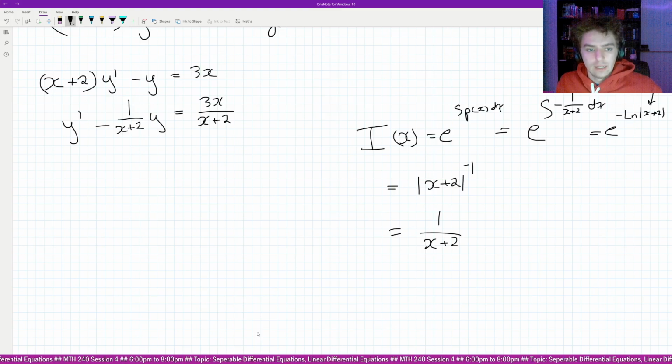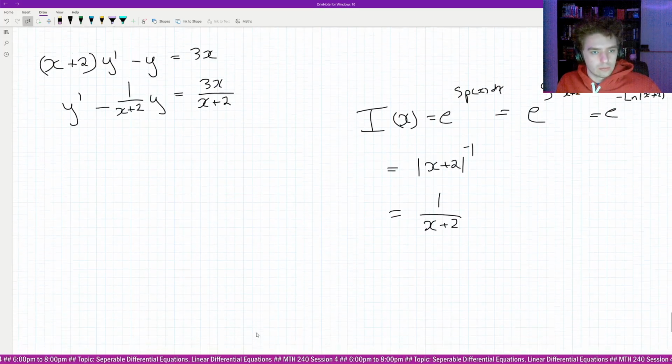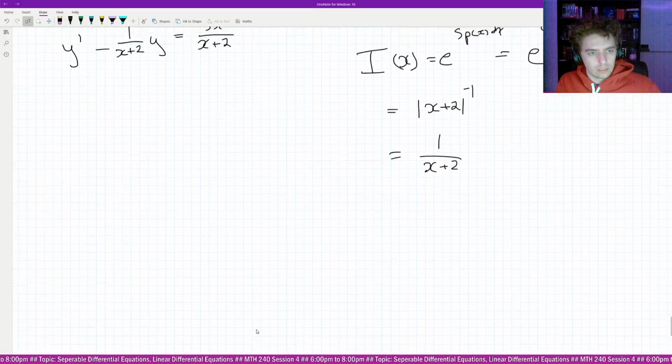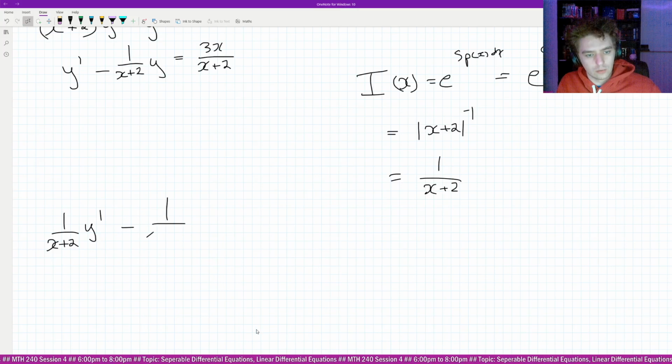That's good. So now that's our integrating factor. We can just go for it now. You could just use it as a formula, but I'll go through the steps. So we multiply both sides by this integrating factor. It's going to be 1 over x plus 2 y prime minus 1 over x plus 2 squared y equals 3x over x plus 2 squared.